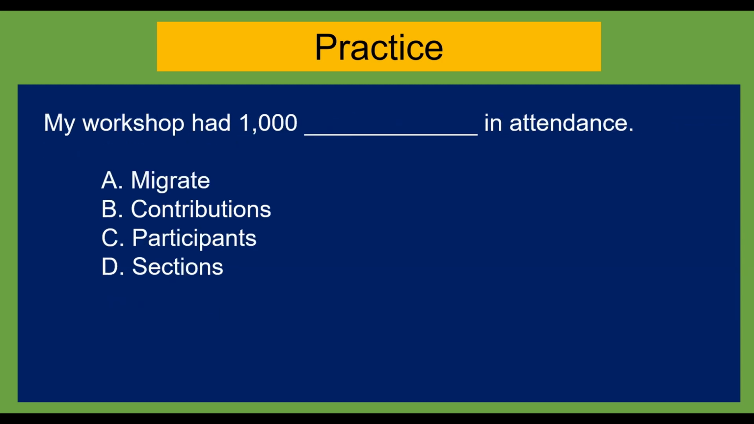My workshop had 1,000 in attendance. Migrate, contributions, participants, sections. So for this one, we need a noun, and we're talking about attendance, so it must be a person or people. The correct answer for this one is letter C, participants, people who participate in something.